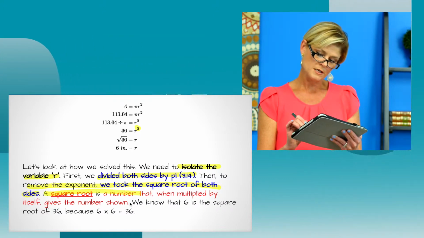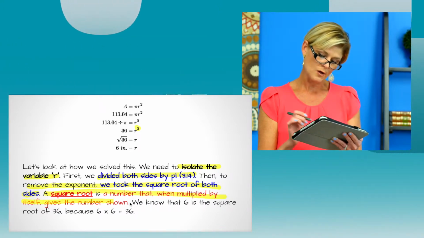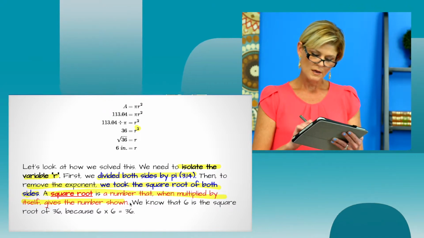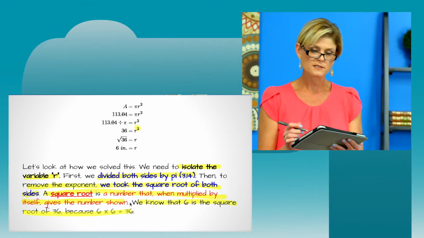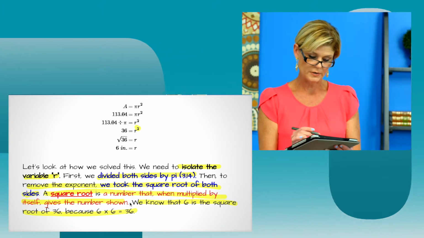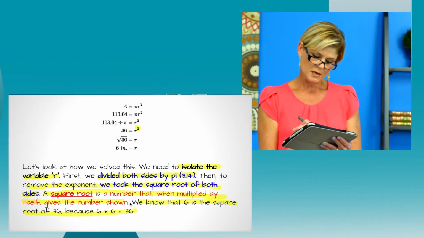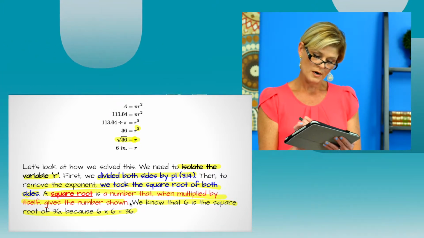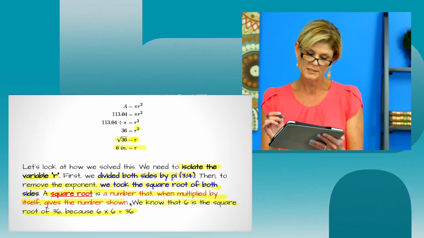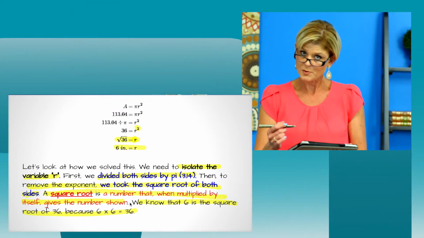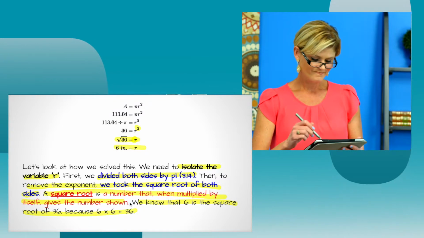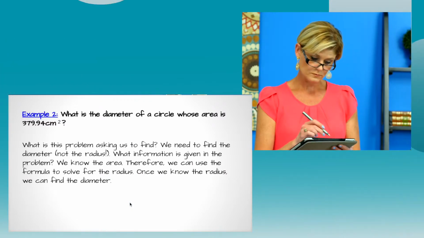Now, a square root is a number that when multiplied by itself gives the number shown. We know that 6 is the square root of 36 because 6 times 6 equals 36, right? So this becomes r, and the square root of 36 is 6. So 6 inches equals r. Now we have the radius. It's actually not so very hard, especially when you practice it.